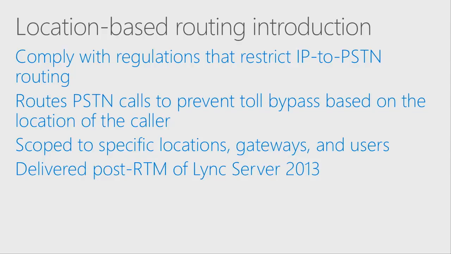So we route that both inbound and outbound. We want to protect this. We can scope this to control who it applies to. If you're a multinational organization, you have offices, maybe in the U.S., where you don't have these requirements. You could have your users in the U.S. not fall under these restrictions. So you can scope this to the users, the different locations, and specific gateways.